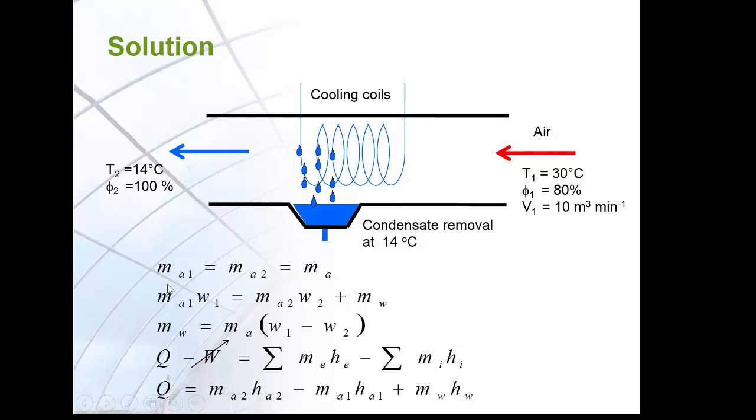So if we summarize our mass balances for the dry air component, as well as the water vapor content, we can write these equations. The amount of water leaving the system as condensate is going to be the difference between the absolute humidities from the initial state and the final state. And the energy balance is shown by this equation here. As you can see, in this process, we don't have a work term.